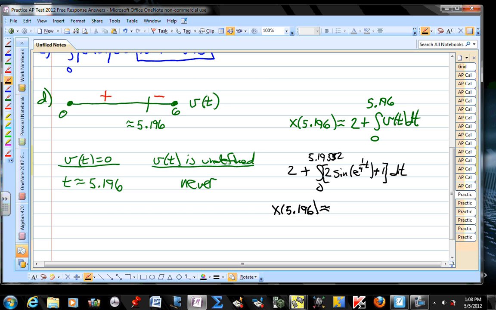And if we type this into our calculator, we're going to see that x of 5.196, approximately the particle's position at the time that it changes direction, is going to be approximately 14.135. Again, we don't know what the units are, so we just know that when the particle turns around, its position is approximately 14.135 on the x-axis.